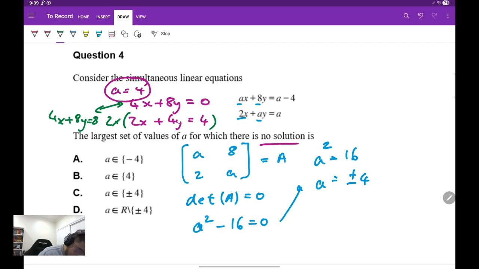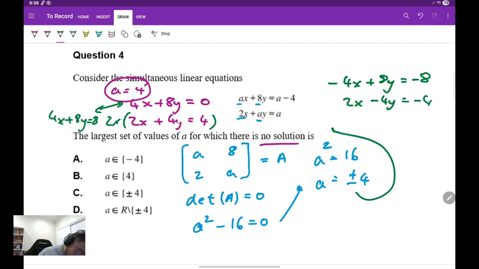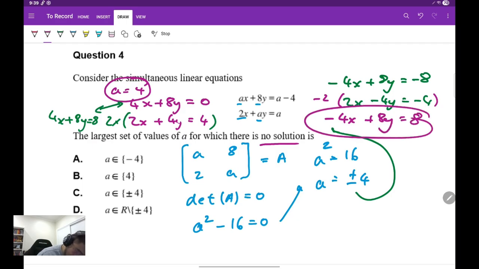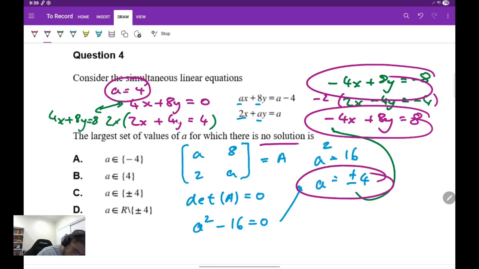Let's check the other solution. So what happens if we substitute negative 4 into there? We get negative 4x plus 8y is equal to negative 8, and we get 2x minus 4y is equal to negative 4. Let's multiply this by negative 2, and so we get negative 4x plus 8y is equal to 8. Two completely different lines again. So in fact, these two solutions give us no solutions. Be careful with that one, because I think there's a tendency to assume that if one's no solutions, the other one will be infinitely many solutions. So you should double check those answers.